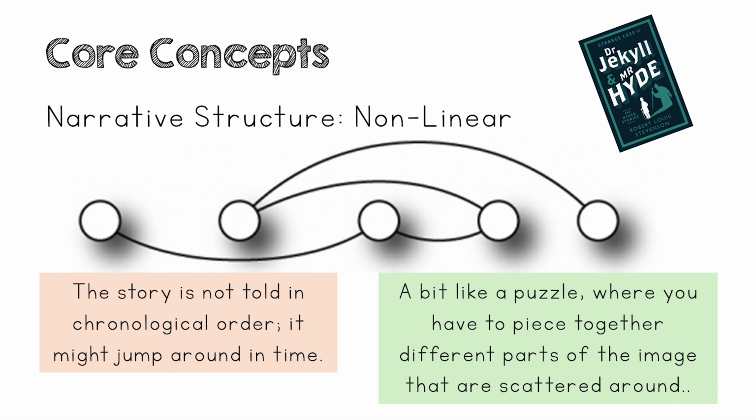The next narrative structure is non-linear, where the story is not told in chronological order and might jump around in time. I would explain that it's a bit like a puzzle where you have to piece together different parts of the image that are scattered around. I might use Jekyll and Hyde as an example.